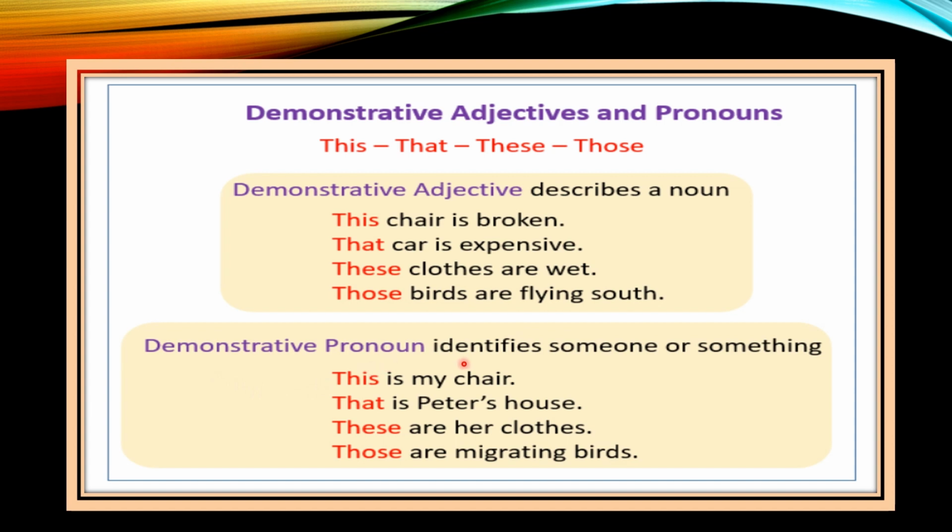Demonstrative pronoun identifies someone or something. This is my chair. That is Peter's house. These are her clothes. Those are migrating birds.